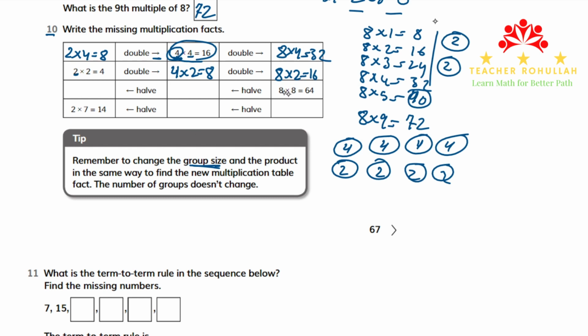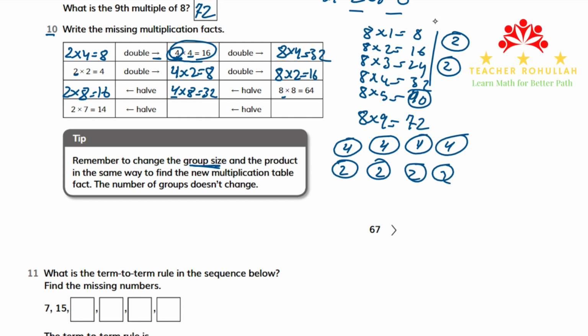On the third row, we have 8 times 8 equals 64. Now it's asking us to half it to get the product to the left. Now, if we half, we don't half the number of groups. We half only the group size. If we half 8, we get 4. So 4 times 8 is 32. Again, if we half 4, which is the group size, we get 2. Then 2 times 8 is 16.